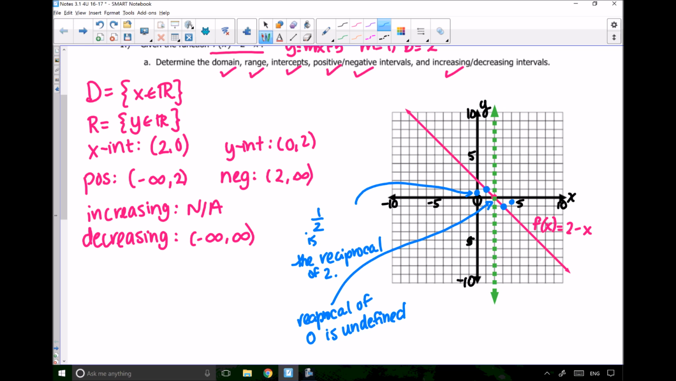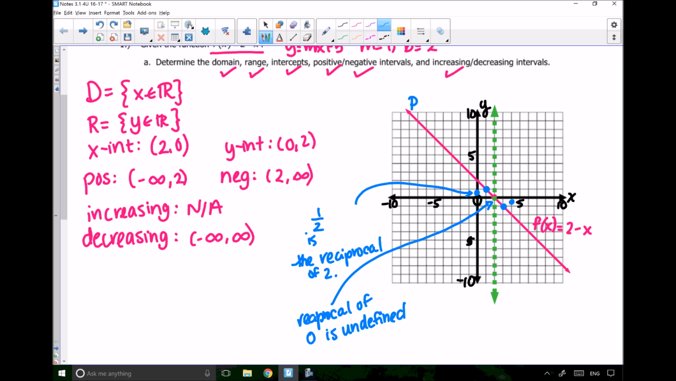Okay, so the next thing I'm going to do is look at the positive and negative intervals of my original function. Well, remember, we're doing the reciprocals of the y values. So right here, in this area of my graph, all my y values are going to be positive, okay? Which means when I take the reciprocal of a positive number, I'm still going to have positive answers.